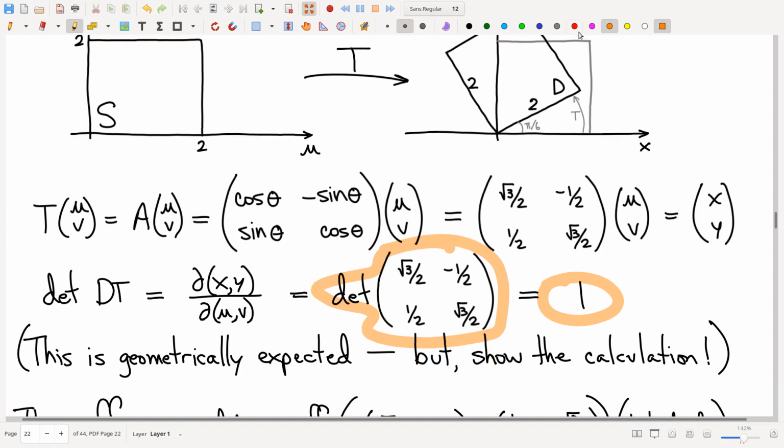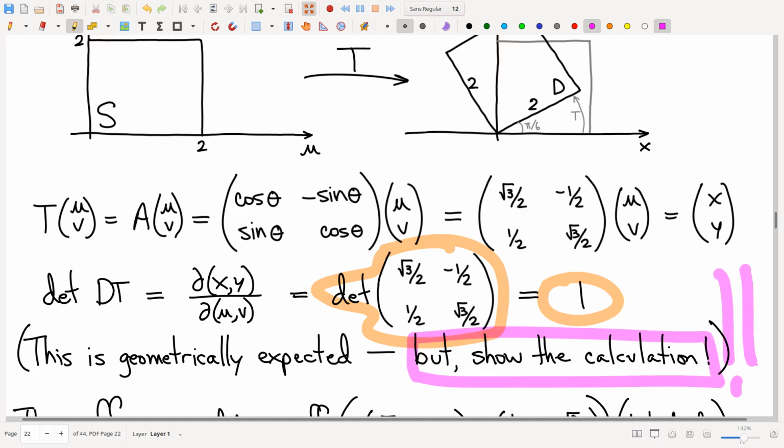But in Math 219, I want to be clear, you do have to show me the calculation. I do want to see all of this on an exam question or on a homework question. Does that make sense?